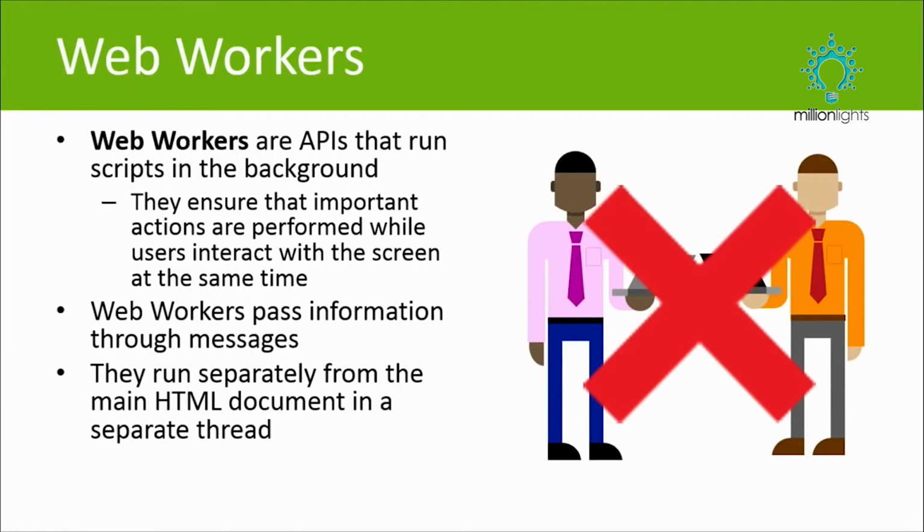Web workers just pass information through messages. And they run separately from that main HTML document in something called a thread, right? So browsers traditionally only run 1 thread. Web workers allow them to run 2 threads, right? So they can run 2 scripts or execute 2 scripts at the same time.